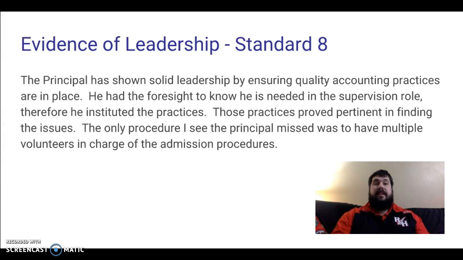It's really hard to find any real issue with the leadership in this case. The principal has shown solid leadership by ensuring quality accounting practices are in place. He had the foresight to know that he is needed in the supervision role, so therefore he instituted those practices. Those practices proved pertinent in finding the issue. The only procedure I can see that the principal may have missed was to have multiple volunteers in charge of the admission procedures. He has that in his procedures. I think he just may have missed the boat on assuring that there were enough people there to take that into account for this time.